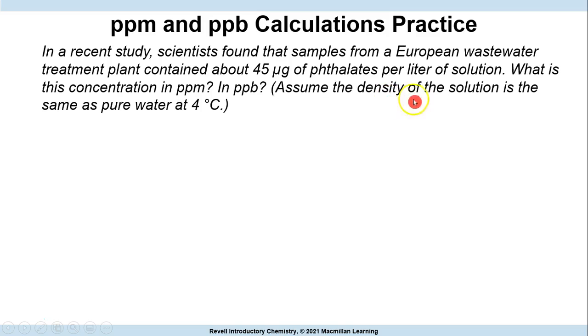So we are assuming that the density of the solution is the same as pure water at 4 degrees Celsius. So why do we use this assumption? Because we know that 1 gram is equivalent to what? There is 1 gram per milliliter.